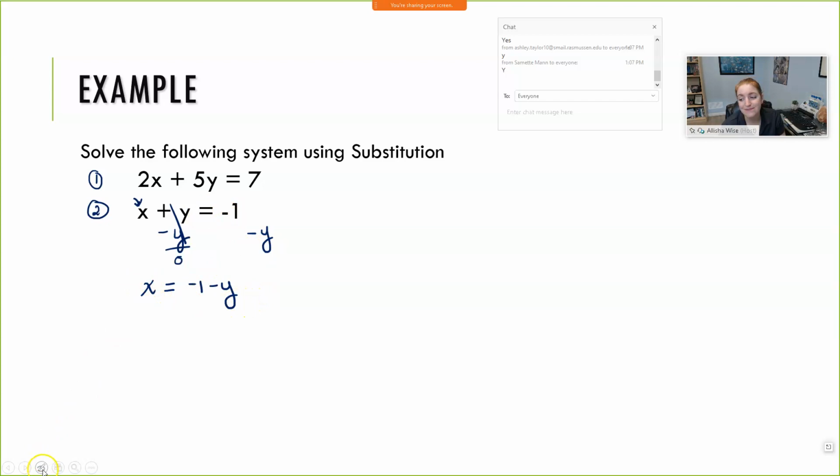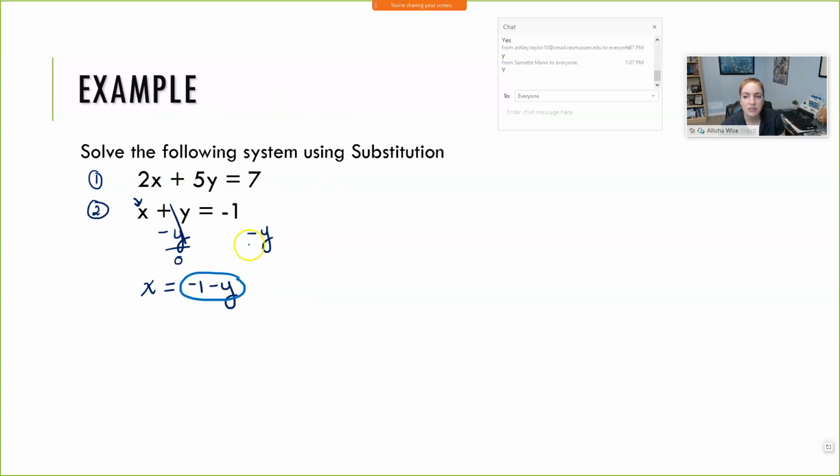Notice the x is by itself now. Right? X is by itself. It's not being multiplied. There's no addition, anything like that. Now we can go ahead and circle our expression. And I'm going to substitute that into equation 1, which is the other equation.